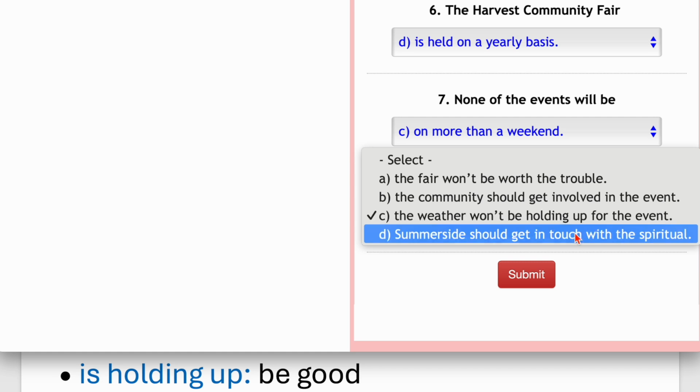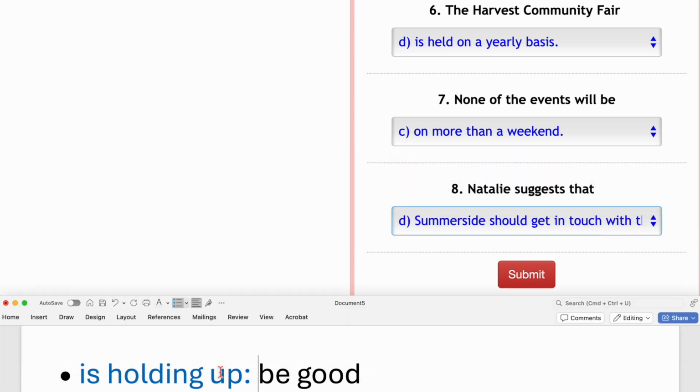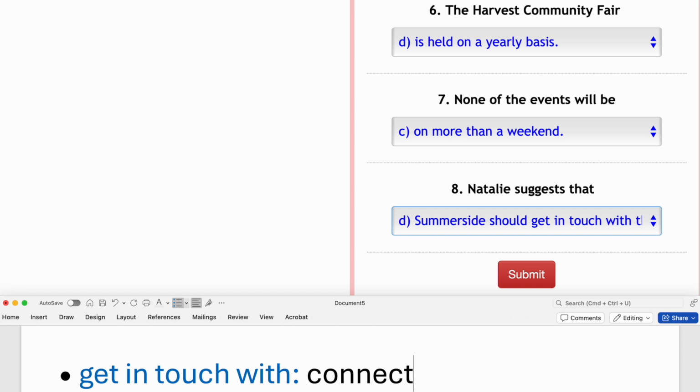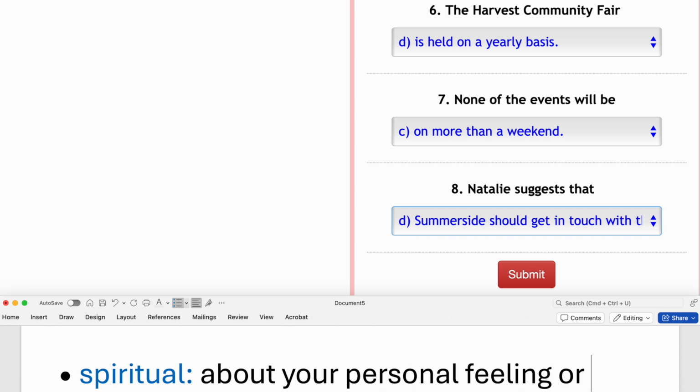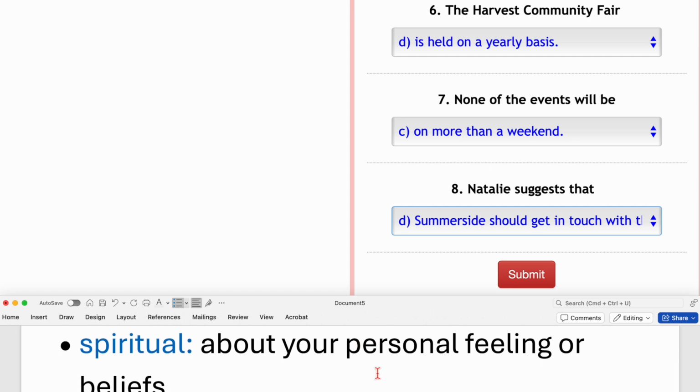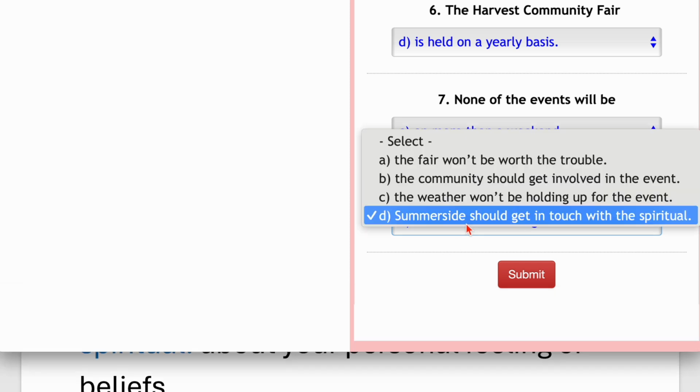And what about D? Summerside should get in touch with the spiritual. Get in touch with. That means connect. Connect with. And the spiritual, well, the spiritual is like religion. It's like being about nature. Spiritual, we know about the spiritual is something personal, your spiritual side. Spiritual, about your personal feeling or beliefs. Okay? So it's not saying that.